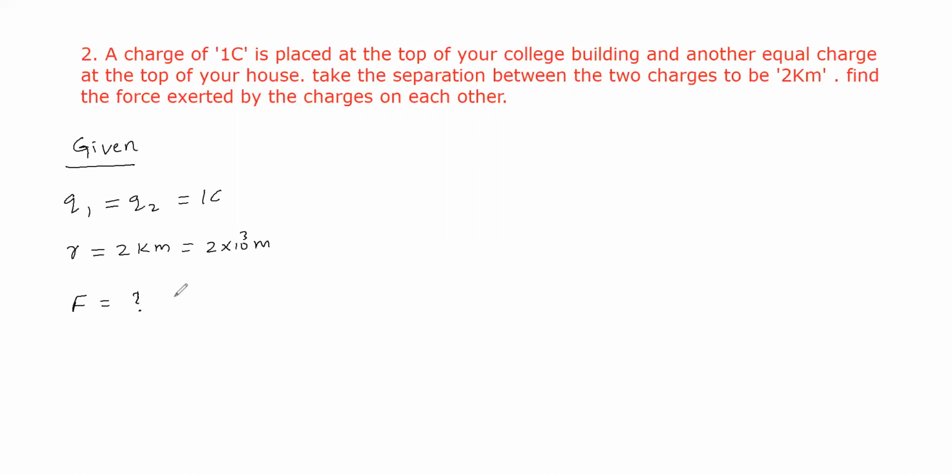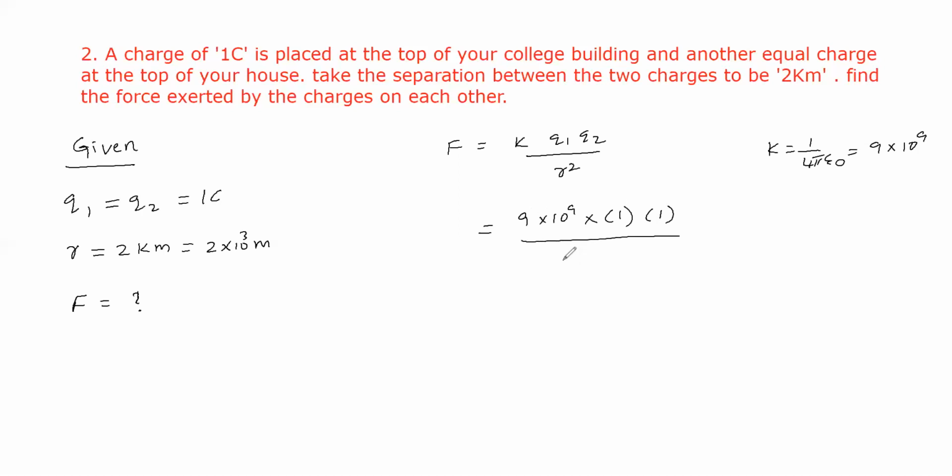The force exerted between them: the formula for Coulomb's force is F is equal to K into Q1 into Q2 divided by R square. This K value is known as 1 by 4 pi epsilon naught, whose value is taken as 9 into 10 power 9. Now by substituting all the values, 9 into 10 power 9 into Q1 which is 1 coulomb, and Q2 also 1 coulomb, divided by R square. R is given as 2 km, so 2 into 10 power 3 whole square.